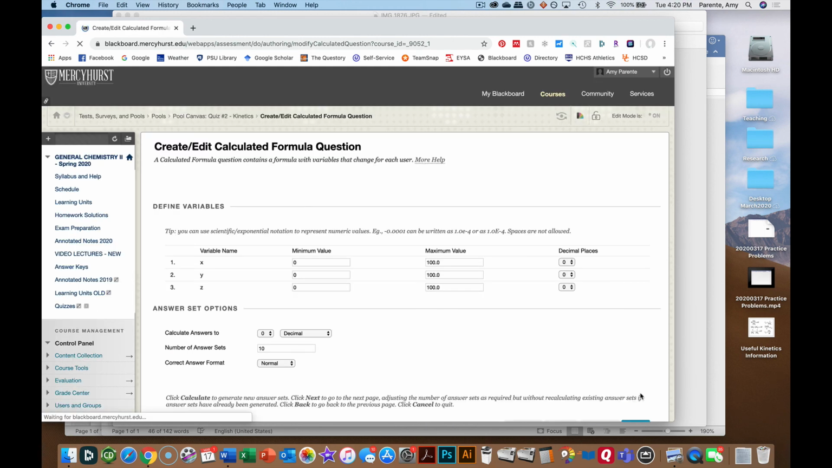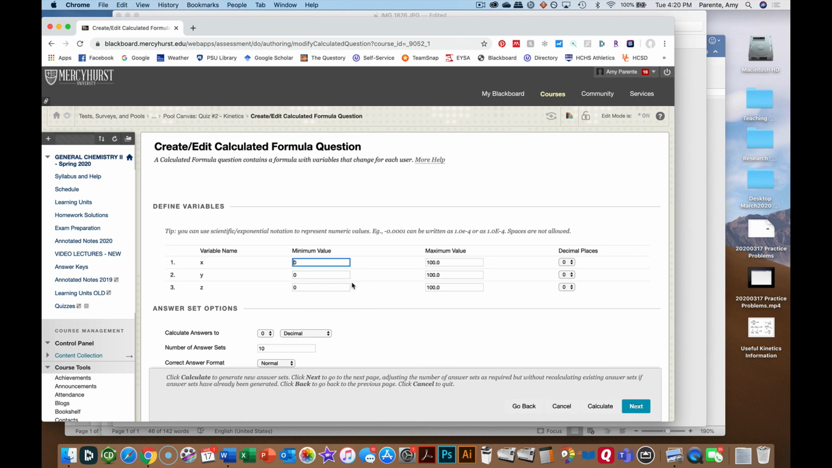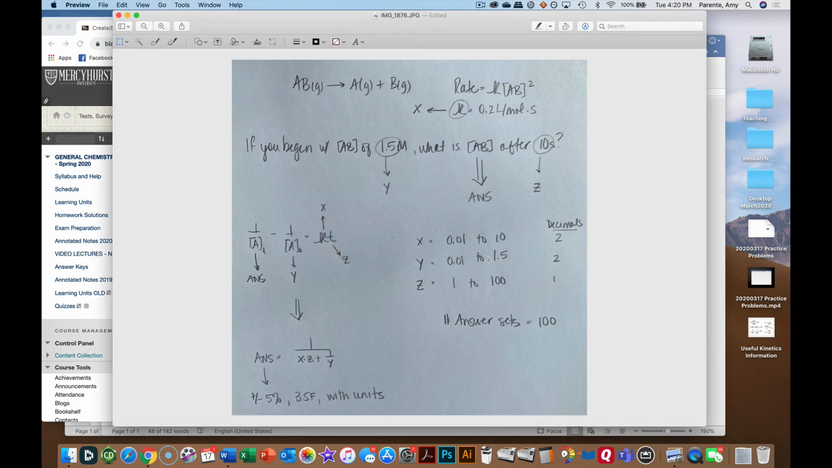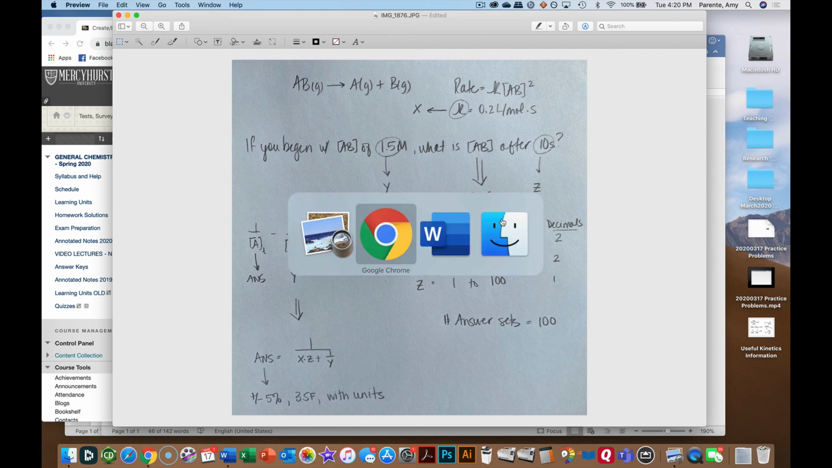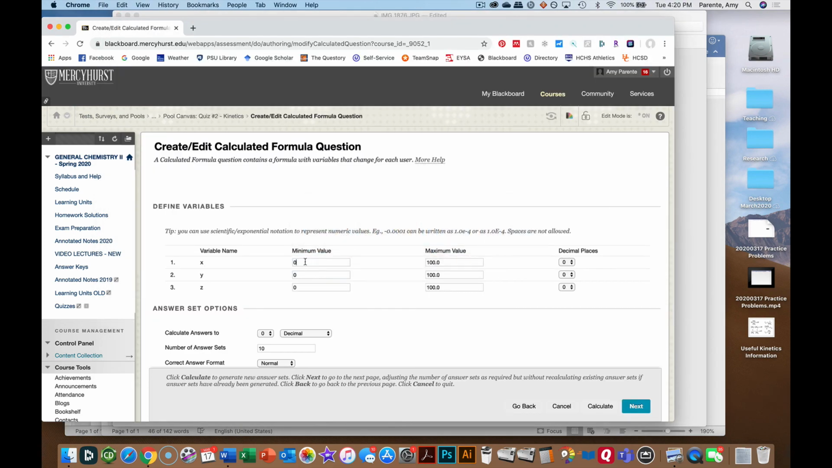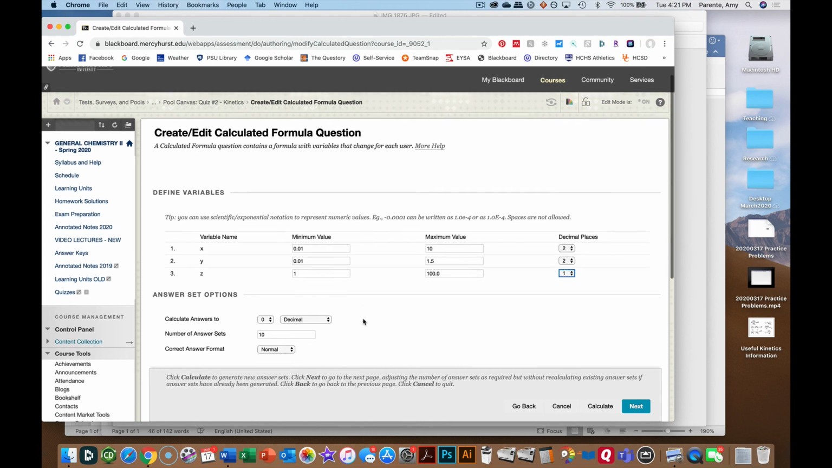And let's see. Now we're going to enter in what we want our minimum and maximum values. So again, this is what I chose here. It's just not going to choose any possible numbers for X, Y, and Z. I'm going to set some upper and lower limits. So again, my minimum value here was 0.01, ranging to 10 to 2 decimal places, 0.01 to 1.5 to 2 decimal places, and then 1 to 100 with 1 decimal place. So again, you can choose whatever values you want there.